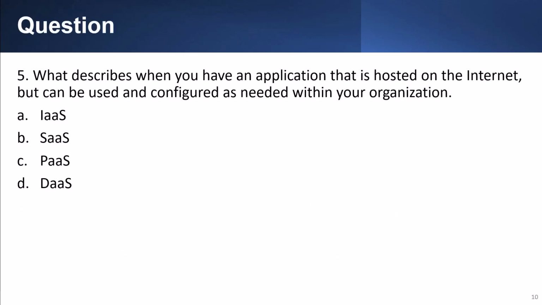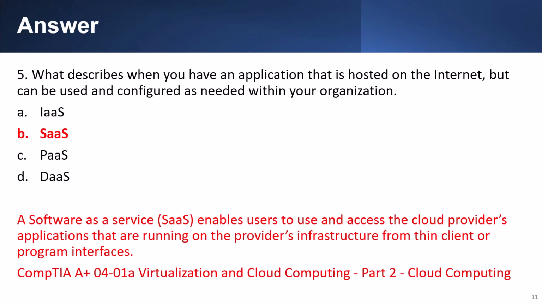Question 5. What describes when you have an application that is hosted on the internet but can be used and configured as needed within your organization? Answer: SaaS. A software as a service, or SaaS, enables users to use and access the cloud provider's applications that are running on the provider's infrastructure from thin client or program interfaces.